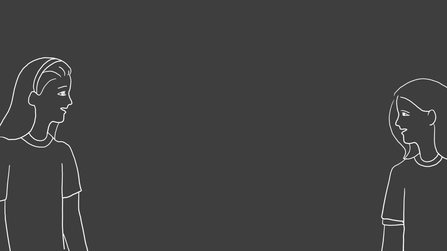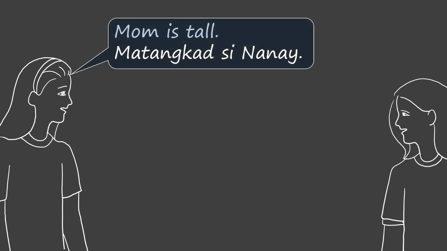Let us begin with a sentence. Mom is tall. Matangkad si nanay. Mom, nanay. It starts with an uppercase letter because in this context, it is used by the girl as a name. It is what she calls her mother. And also, the Filipino sentence uses si nanay because whenever we use a name, we precede it with the word si.